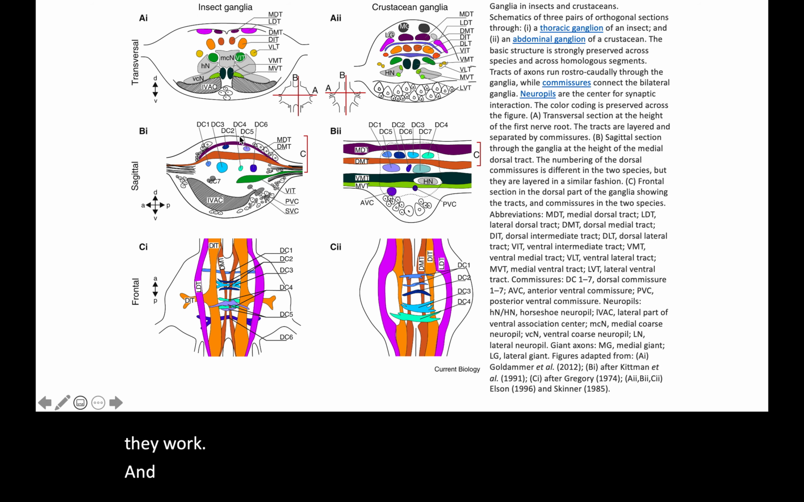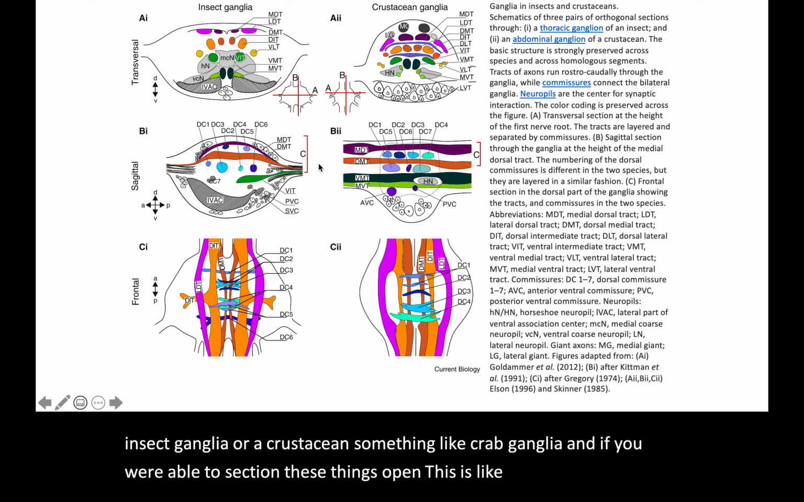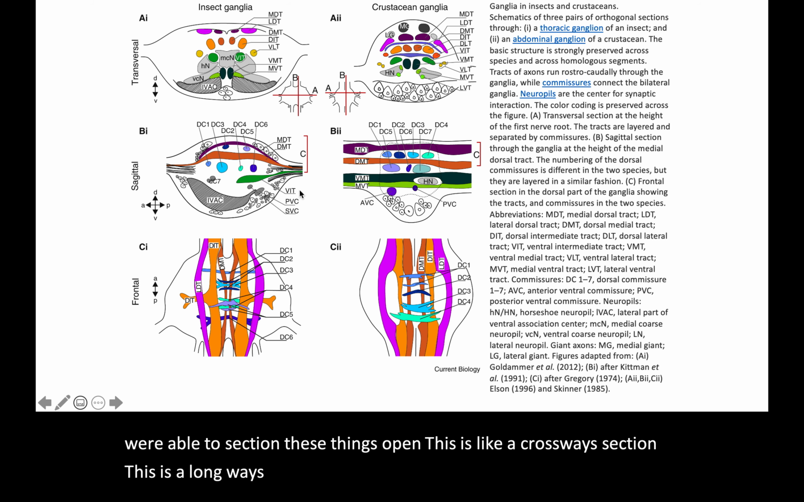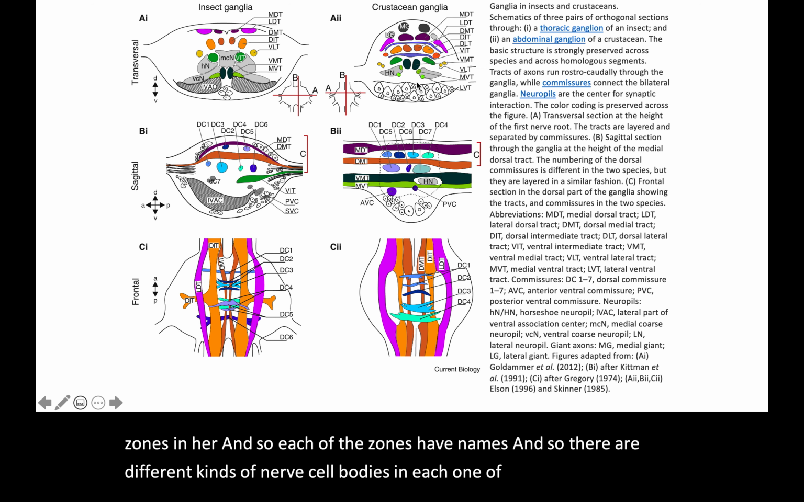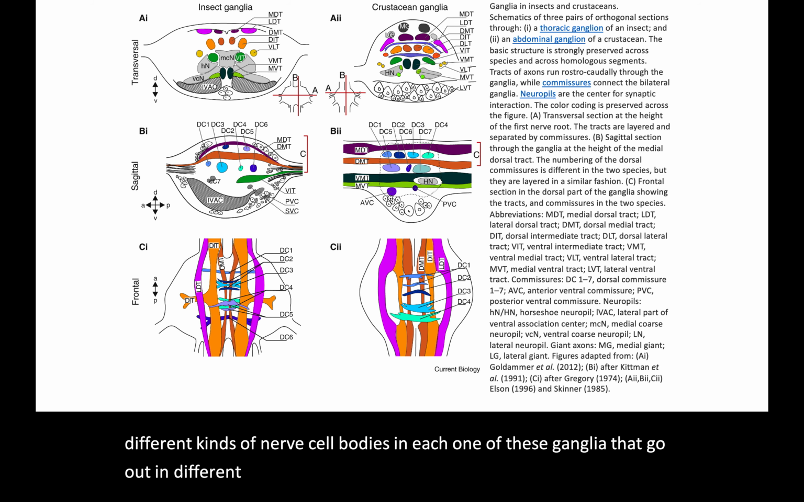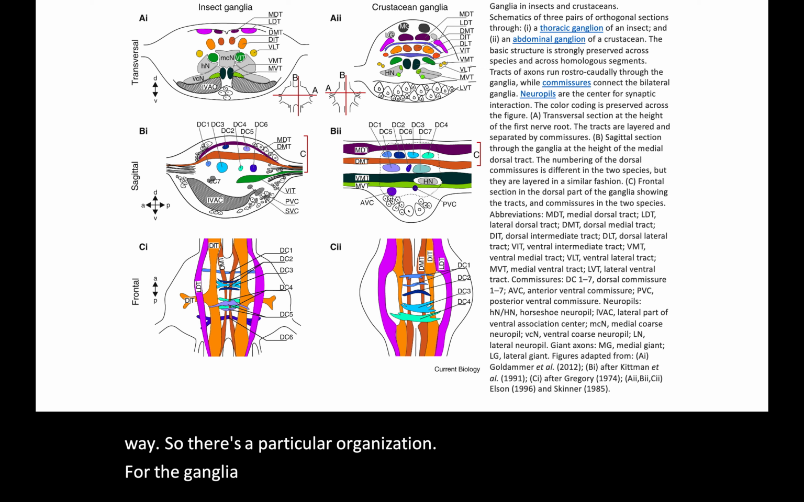And so if you wanted to take apart these ganglia, you could look in insect ganglia or a crustacean, something like a crab ganglia. And if you were able to section these things open, this is like a crossways section, this is a long ways section, they actually each have these separate little zones in here. And so each of the zones have names, and there are different kinds of nerve cell bodies in each one of these ganglia that go out in different places, but they're always put together in the same sort of way. So there's a particular organization for the ganglia in arthropods.